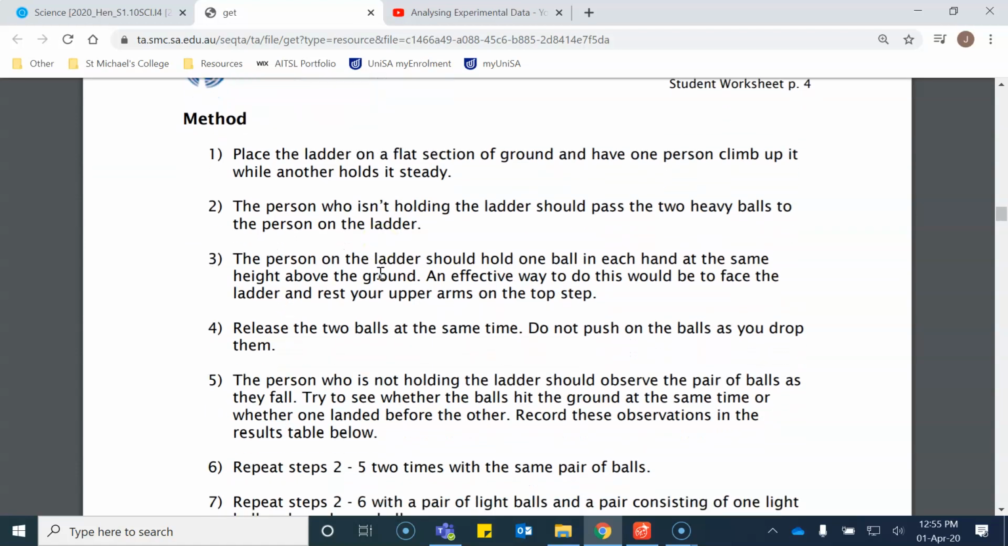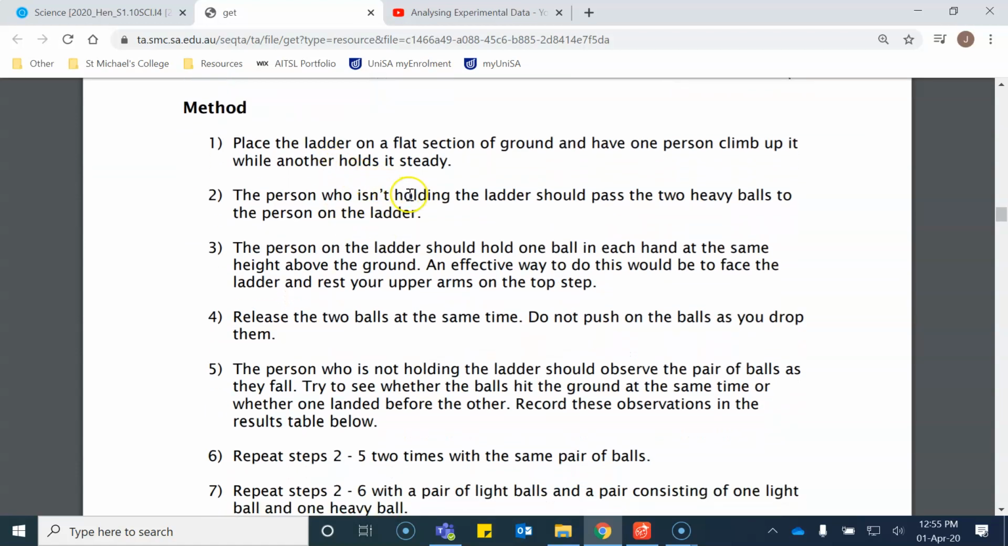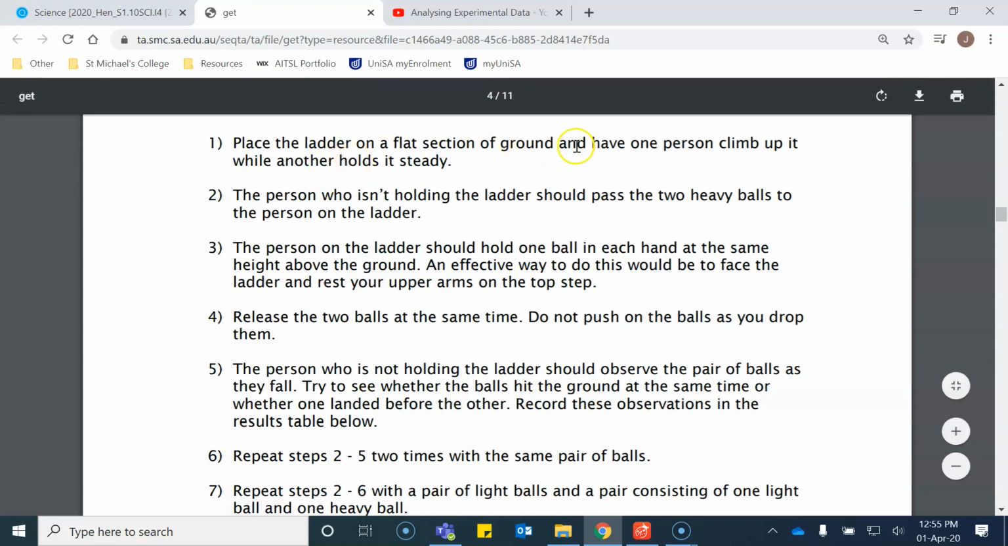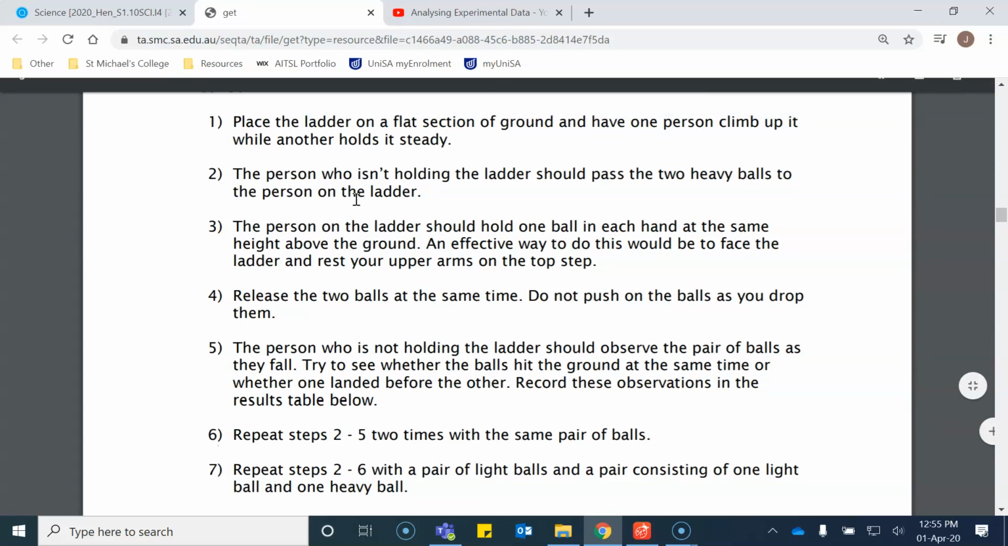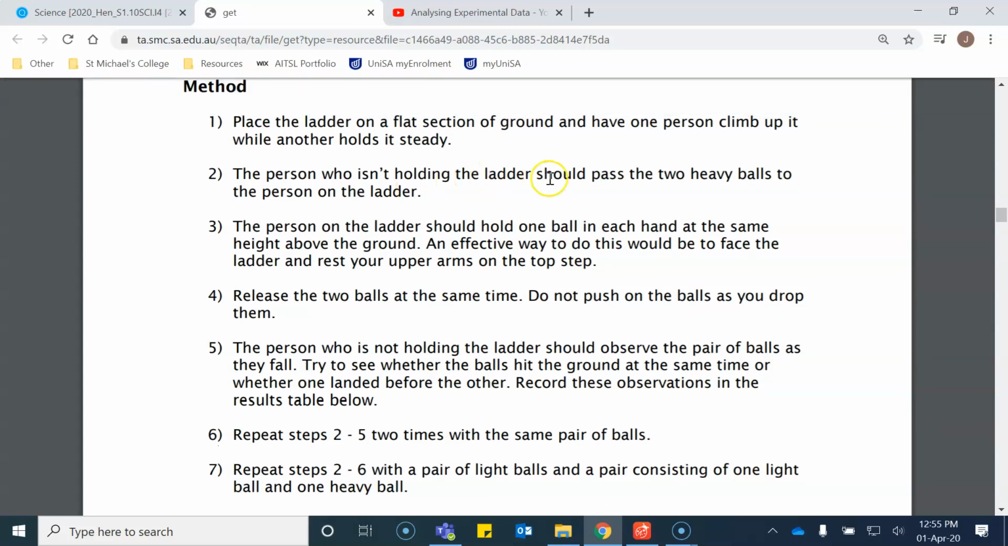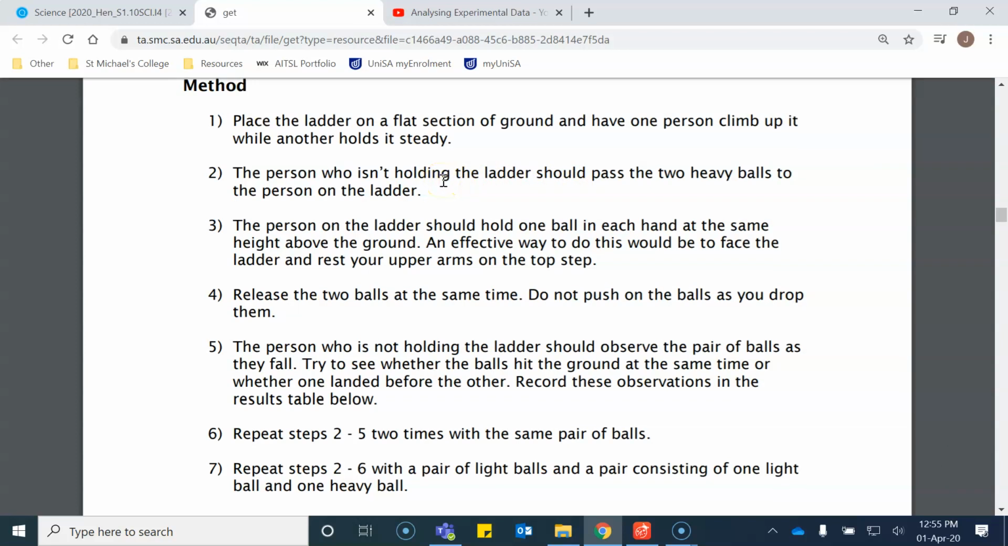Again, they're talking about using the ladder. Wherever it says ladder, just imagine us being on the balcony. So, place the ladder on a flat section on the ground and have one person climb up to the top. That just means one person's on top of the balcony. The person who isn't holding the ladder should pass the 2 heavy balls to the person on the ladder. So we don't need to do that.